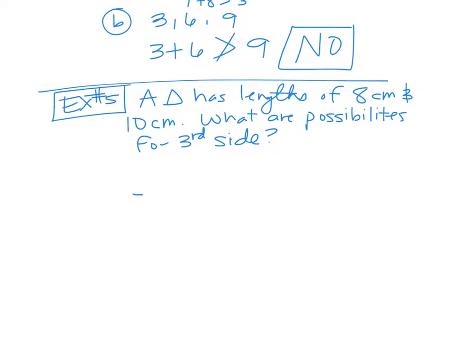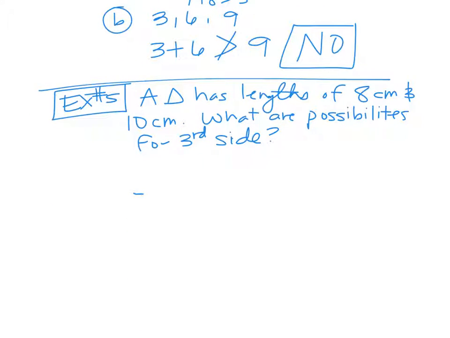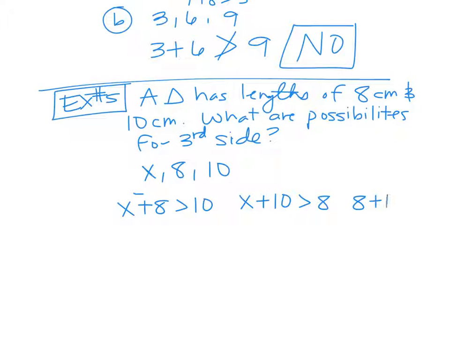Okay, well, here's how you can think of it. We know that the sum of 2 have to be greater than the third. What's the length of the third side for us right now? X. We don't know, right? So call it X. So basically we're dealing with sides of X, 8, and 10. Well, if you set up your 3 inequalities, X plus 8 has to be greater than 10. X plus 10 has to be greater than 8. And 8 plus 10 has to be greater than X.